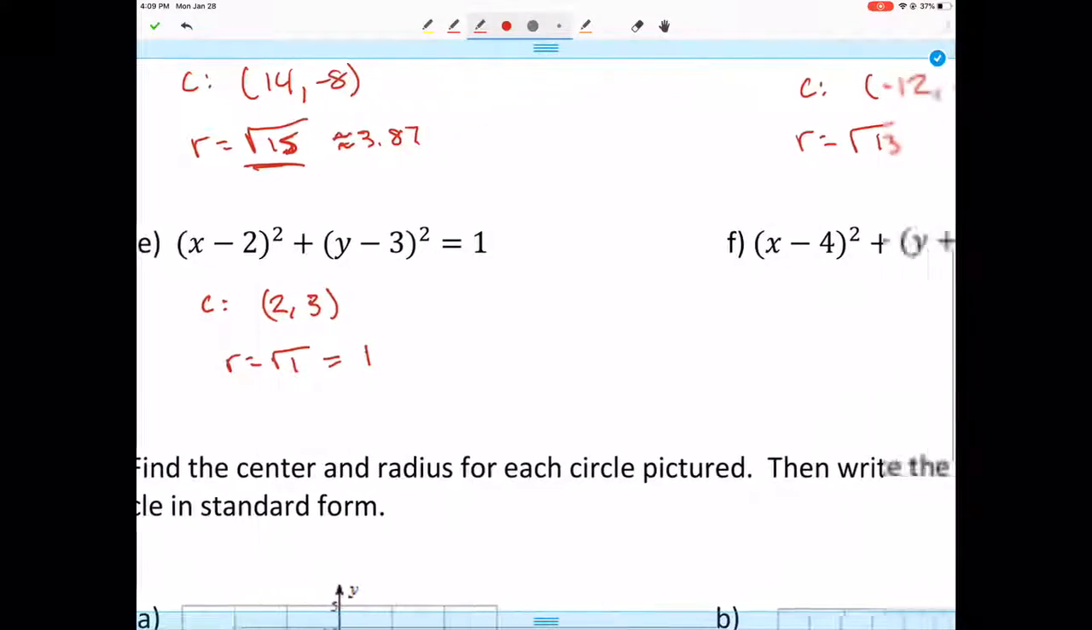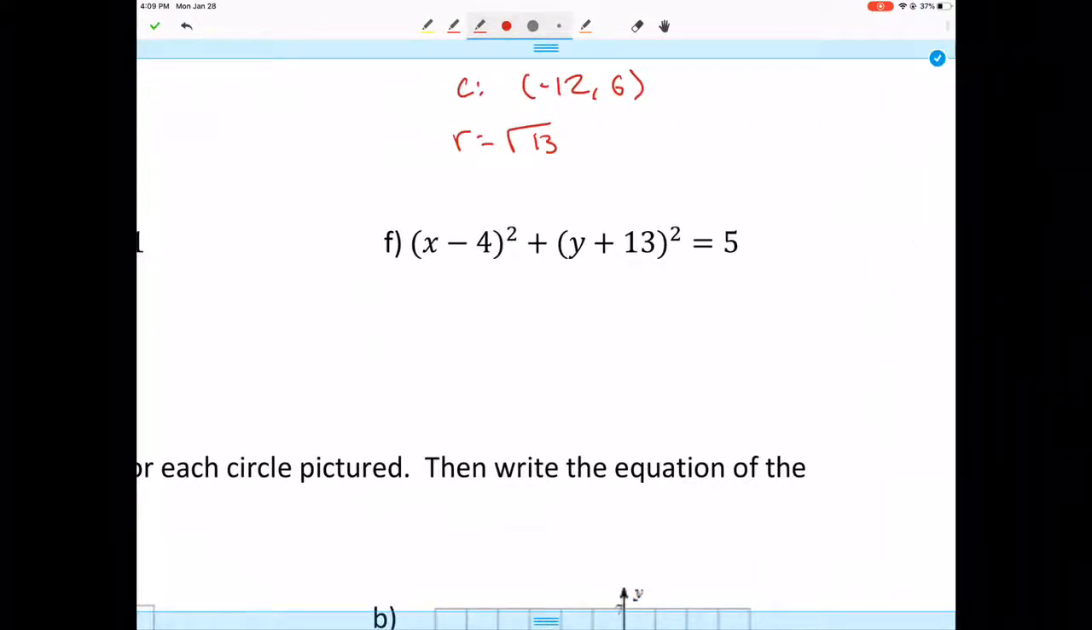All right. Next, for F, the center will be 4 and 12, or sorry, negative 13. I was thinking of something else. Okay, and then our radius will be the square root of 5.